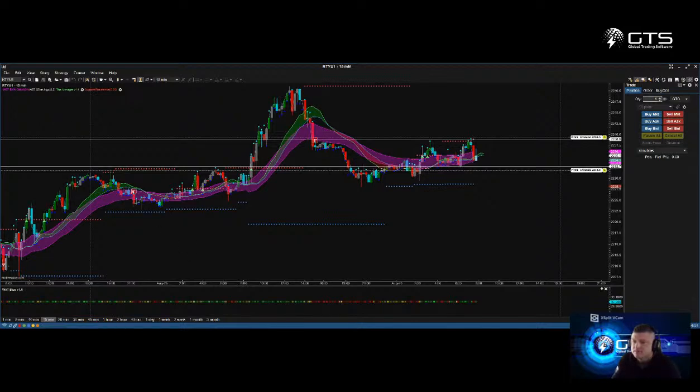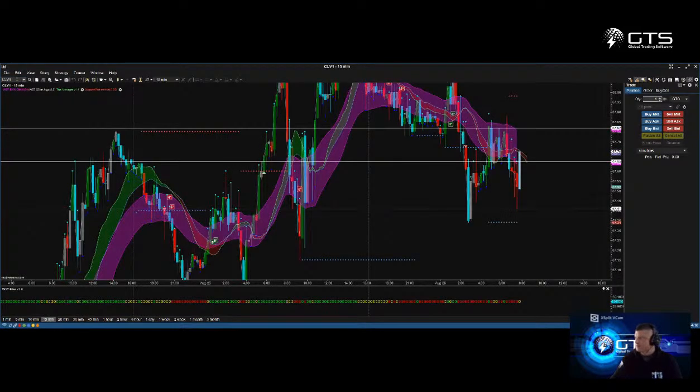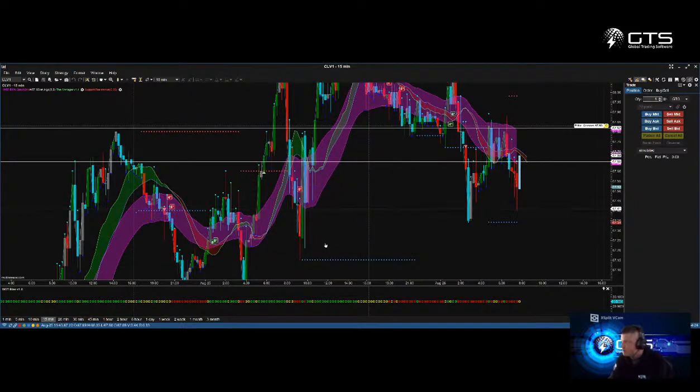Let's see here. Oil. Check out the YM here in just a second. Look at oil. I'm going to set an alert right here for a slip back over here for oil. Looks like it's on the rebound. Still showing, well, now it's got a neutral bias to it. Boom. There you go.